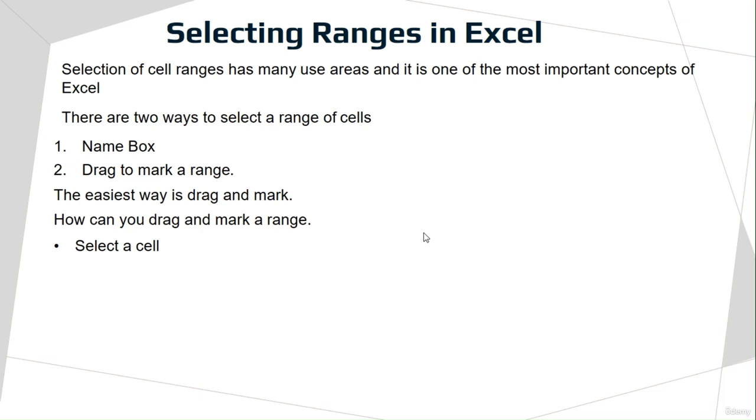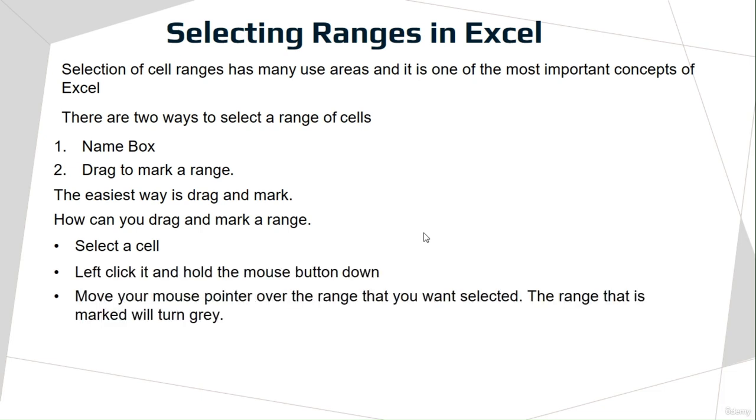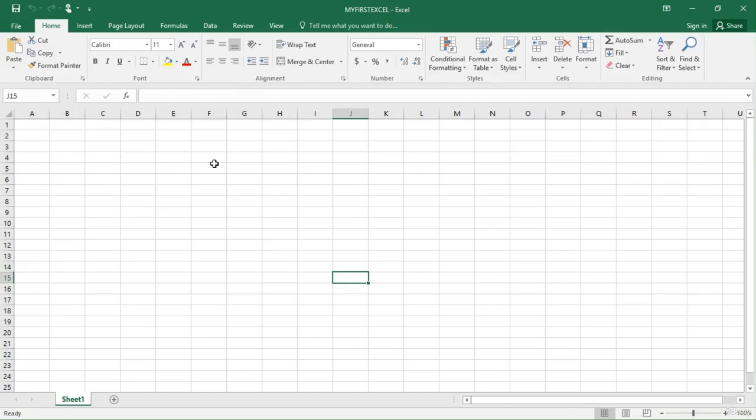First, you select a cell. Left-click and hold the mouse button down. Move your mouse pointer over the range that you want selected. The range that is marked will turn gray. Let go of the mouse button when you have marked the range. This might sound strange, but let's look at it practically. Now, let's have a look at an example for how to mark the range using the drag to mark method.